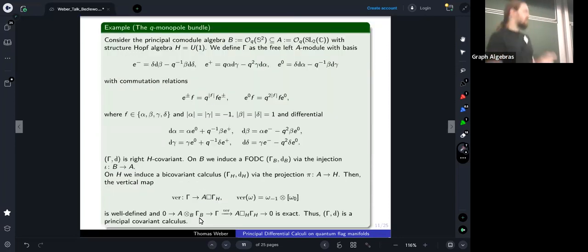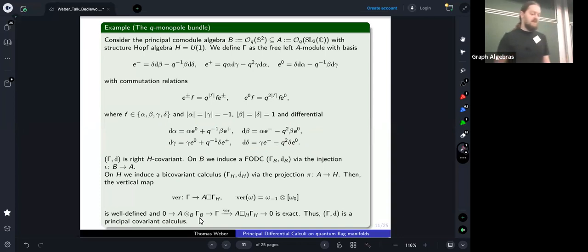Okay, so here we don't have to go through all of this slide, but just very briefly. Here I just want to show you what this 3D calculus on SLQ2 is. So gamma, the one forms, are a 3-dimensional left A module generated by a basis, so 3 elements that are called E minus, E plus, and E0. You have some commutation relations. It's not very crucial to understand them exactly. You basically get some Q to some power. And the differential is written in terms of this basis in this way here.